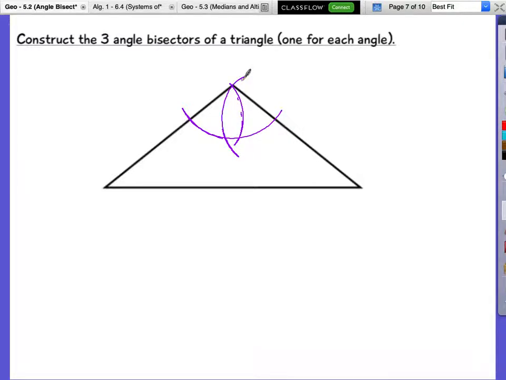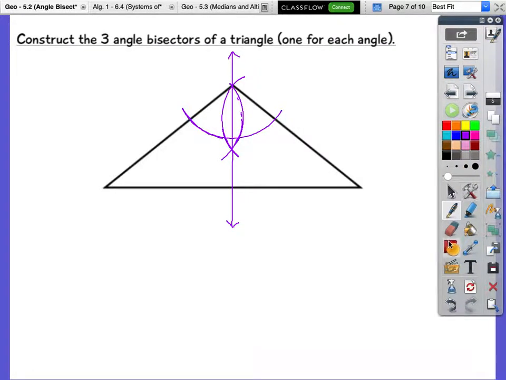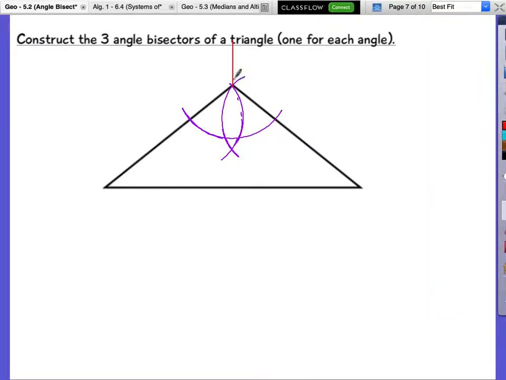Now it looks... oh, now I don't have it matching. Okay, so we go through here. I connect these lines. And here you're going to want to extend it quite a bit, okay? Create an angle bisector. I've practiced a lot. He goes and fixes the line. Well, I wanted to do a different color.